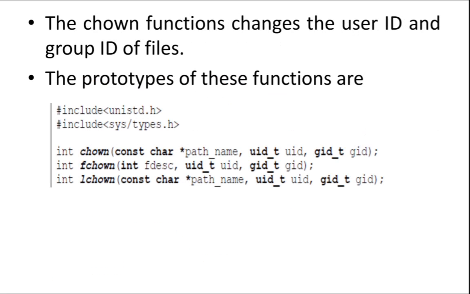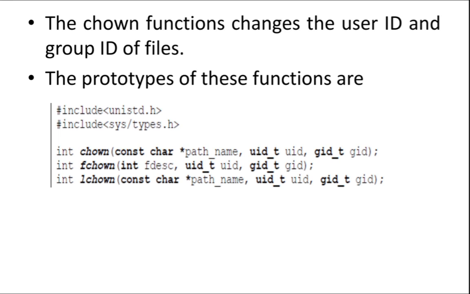And one more important thing, so fchown, what is the difference here? The main difference here is that the first argument is not a path name. For chown, the first argument is the path name. For fchown, the first argument is the file descriptor.